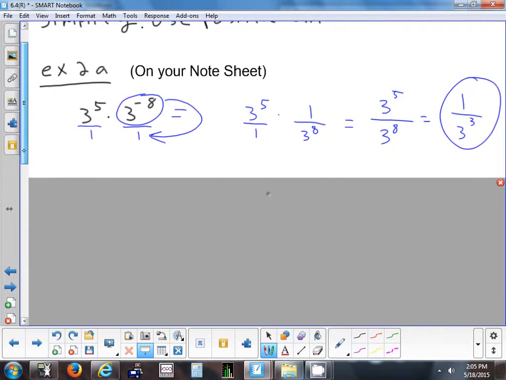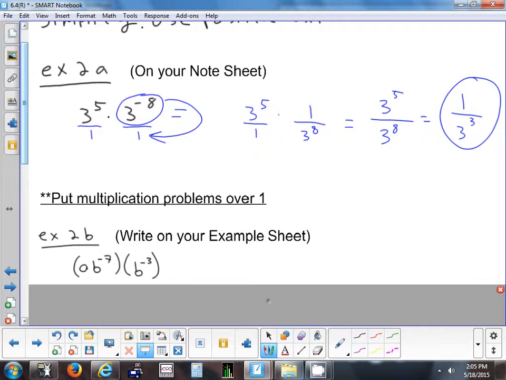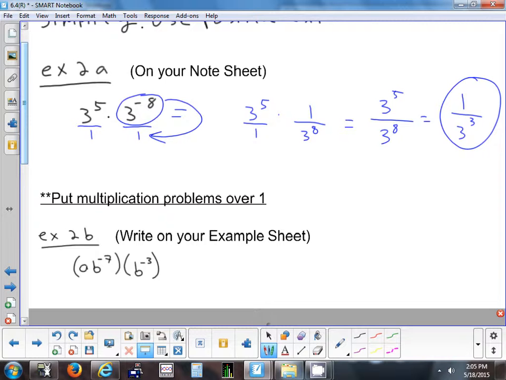Don't multiply those constants. You don't need to. Treat them the same as you would variables. Like when it's x and x, you don't make it 2x. You leave it as x. Same thing here. Keep the base the same. Remember, you have a little space on your sheet with a little asterisk there. You're going to put multiplication problems over 1. When you have negative exponents and you're multiplying, make sure you put them over 1. You have space on your sheet to write that. Spencer, did you write that in? Write that in. You have some space right under example 2A.